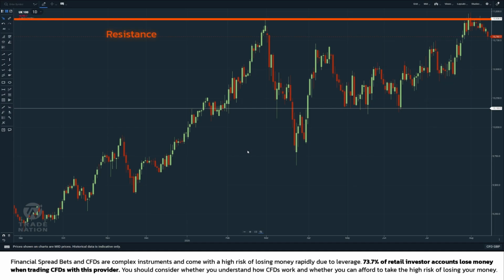Resistance is approached in the same way. Look for previous swing highs where upward moves have repeatedly lost momentum or reversed. Place the horizontal line through the area where those reactions are concentrated.